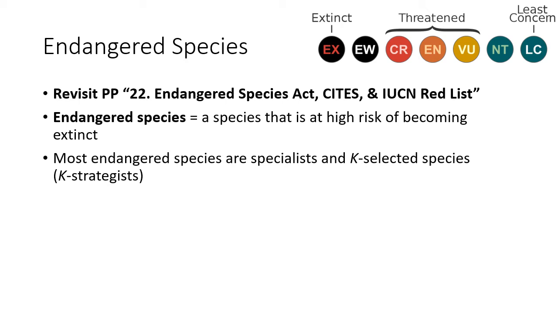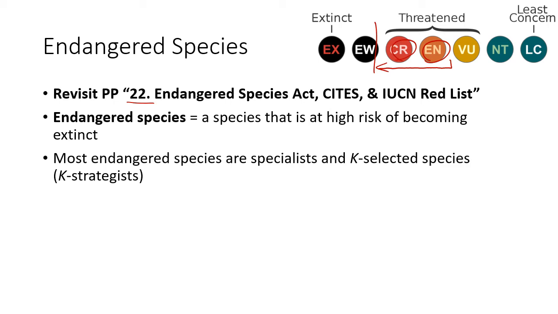Endangered species. We've already talked about the Endangered Species Act, CITES, and the IUCN Red List, so if you need to review that, go back to that PowerPoint. But an endangered species is any species that's at high risk of becoming extinct. Essentially, in the IUCN Red List, anything from there over. Well, not extinct in the wild, just endangered and critically endangered.